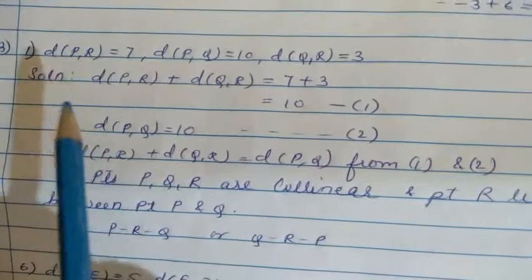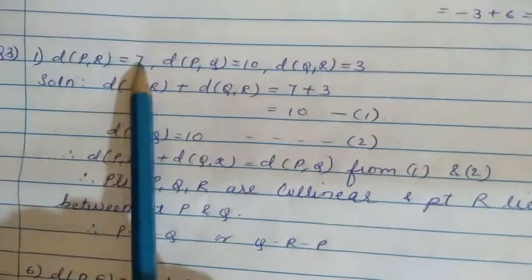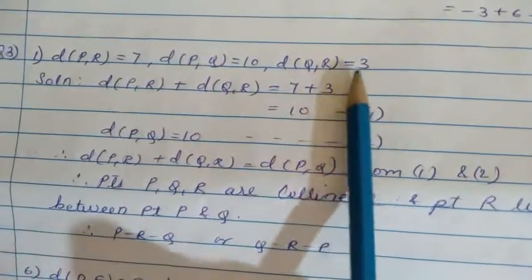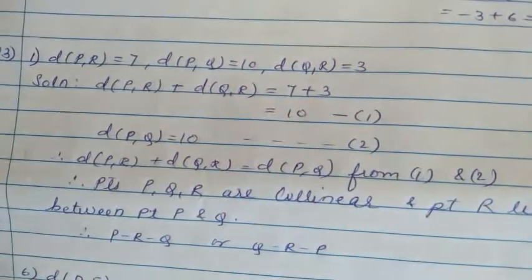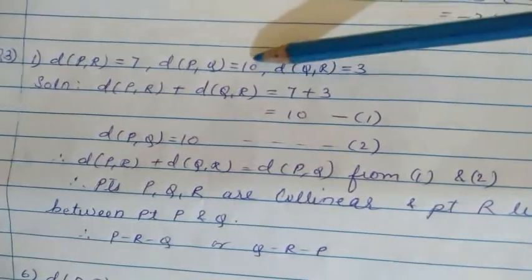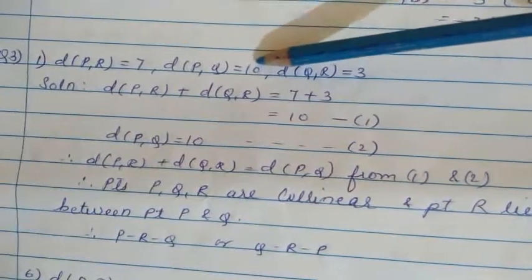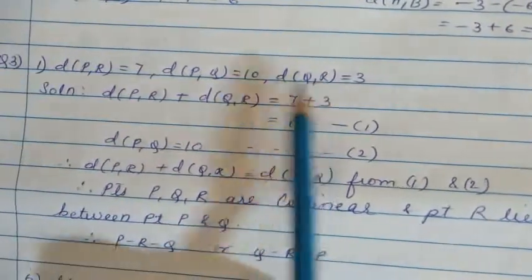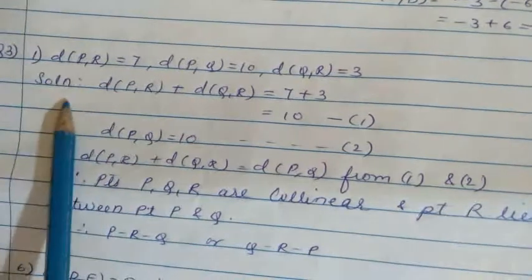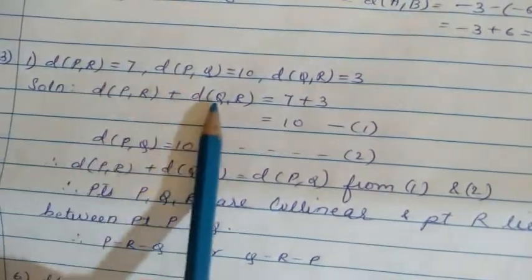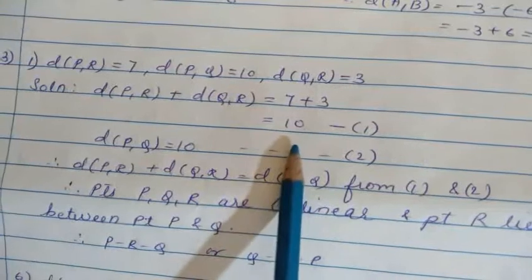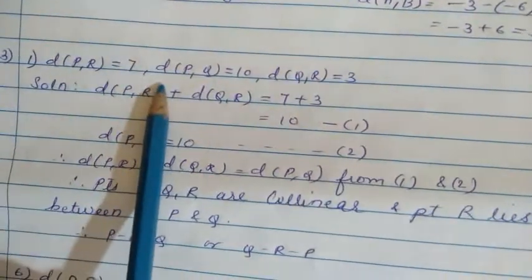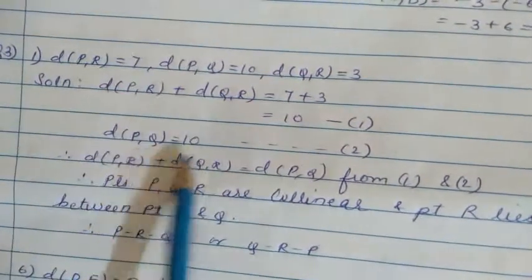The first sum, distance PR is equal to 7. Distance PQ is equal to 10 and distance QR is equal to 3. Now, we are going to first see the greatest number here. The greatest number here is 10. Let's see whether distance PR and distance QR after addition is equal to 10. So, solution, distance PR plus distance QR is equal to 7 plus 3, which is equal to 10. Let us call that as 1. And we also have with us distance PQ is equal to 10. Let us call that as 2.